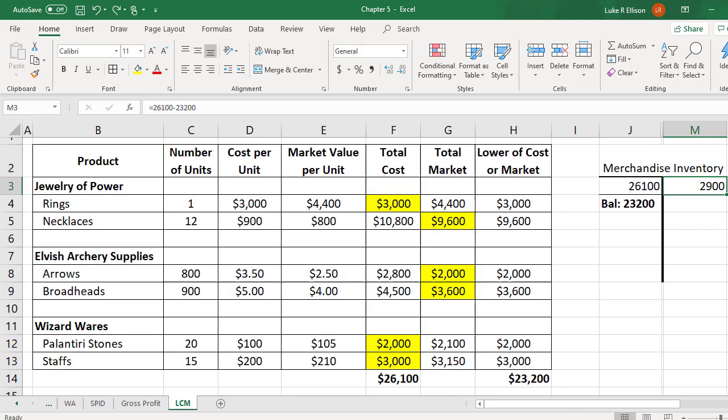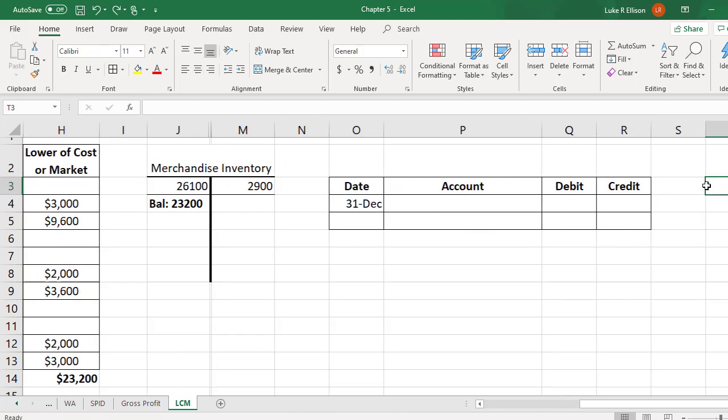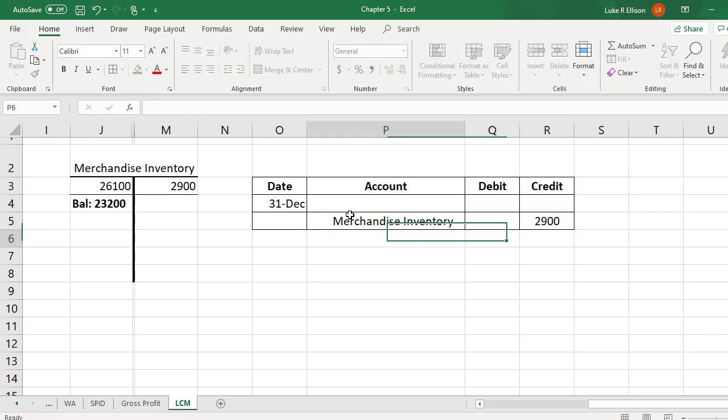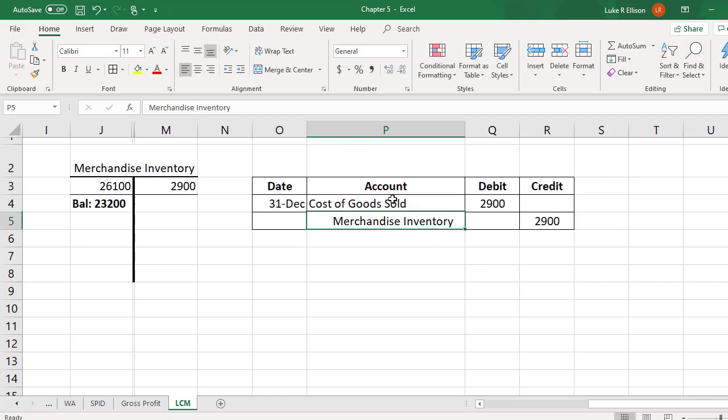All right, the final step is going to be to do the adjusting entry related to this $2,900 difference. If we scroll over here, remember we have to do a credit to merchandise inventory for $2,900. That's what the right-hand side tells us. So we put merchandise inventory in here, and we credit that for $2,900. And then we need another account to debit, and that's also going to be for $2,900. We need an expense account that's related to inventory, and you might remember that account is called cost of goods sold.